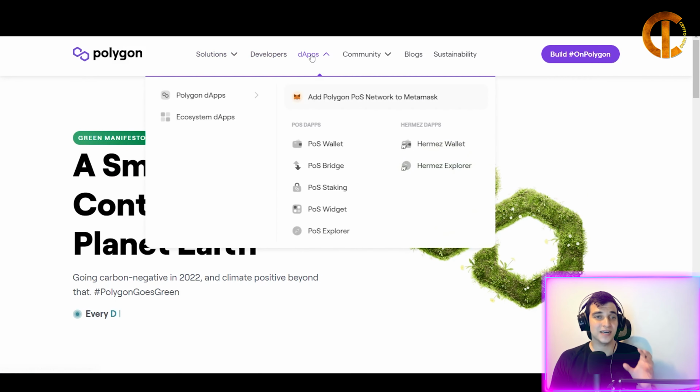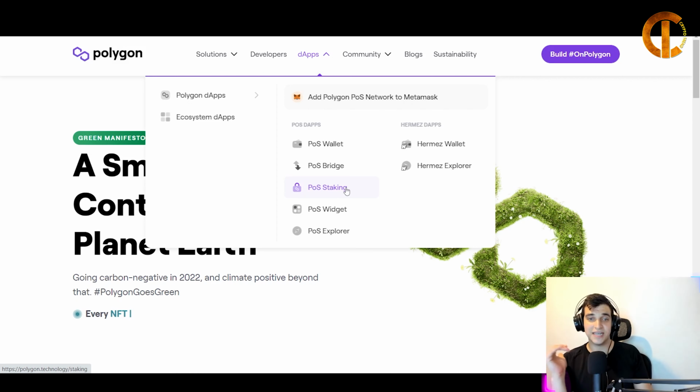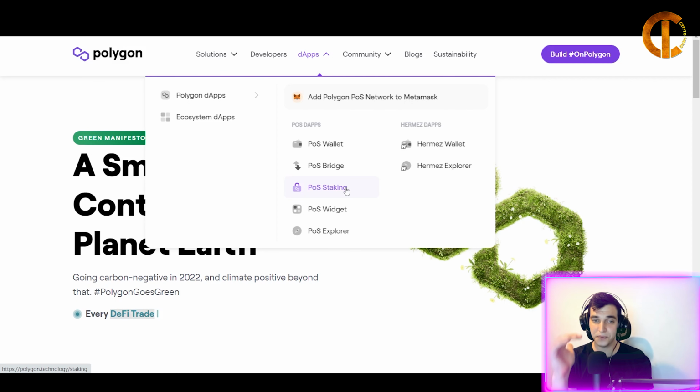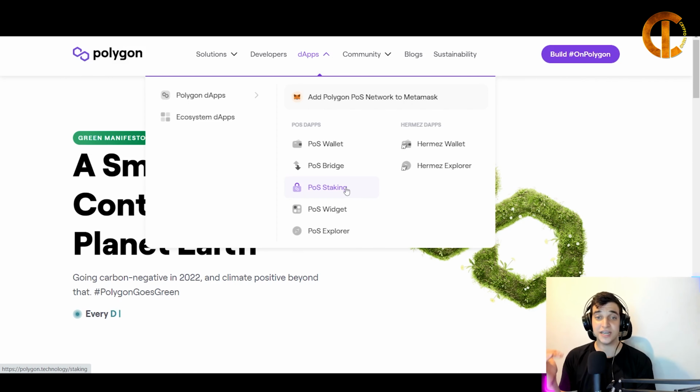Another great concept in this project is their dApps. If you click on their dApps, you will see that they have a lot of POS dApps. For example, the POS wallet, the POS bridge, the POS staking, which, by the way, if you don't know, staking means that you can put money and make passive income just by putting your money there, exactly like that. It will just increase in value by multiple percentages. Sometimes it's 1 or 2%, and sometimes it can be tens and even hundreds of percent every single year.